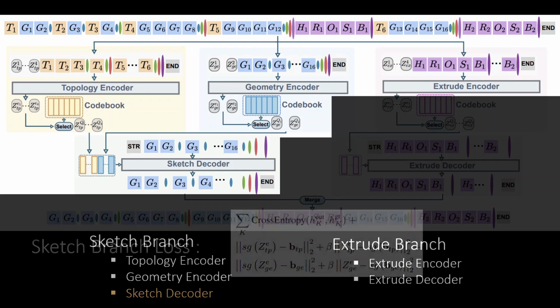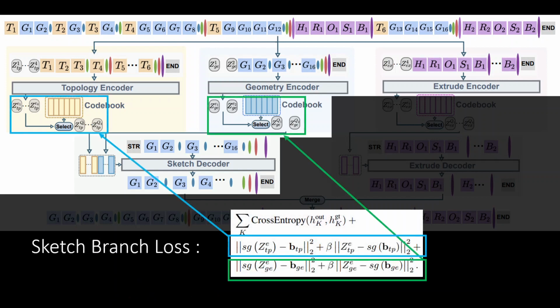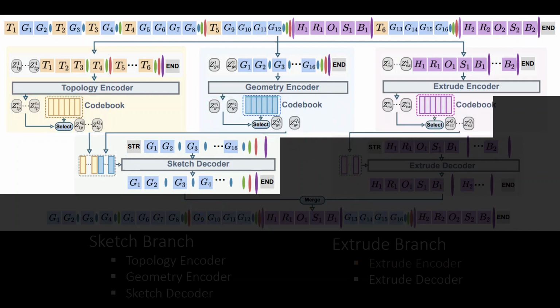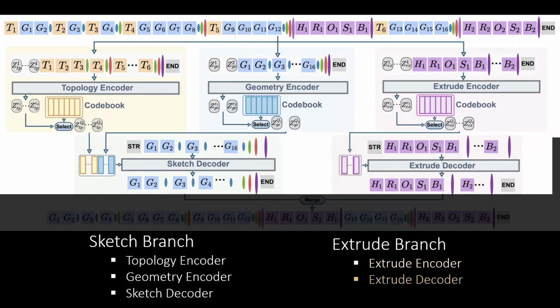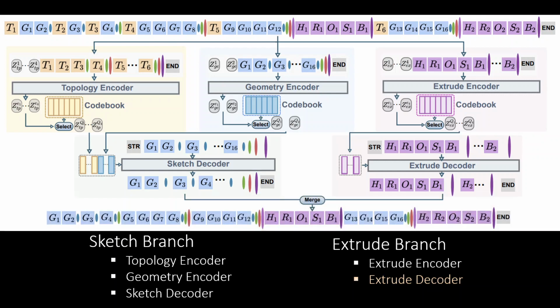The selected codes are concatenated and injected as cross-attention to the sketch decoder, which autoregressively predicts the next token. The sketch branch has 3 loss functions: 2 codebook losses and a token reconstruction loss. The extrude branch is similar to the sketch branch. Please refer to our paper for more details. Finally, the sketch and extrude tokens are merged and passed to standard CAD software for parsing into the 3D CAD model.